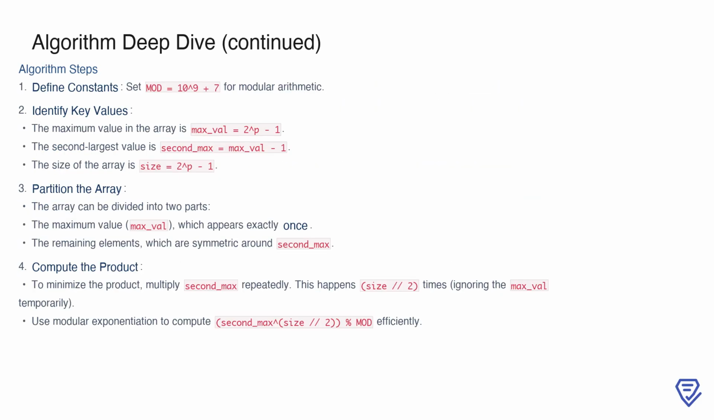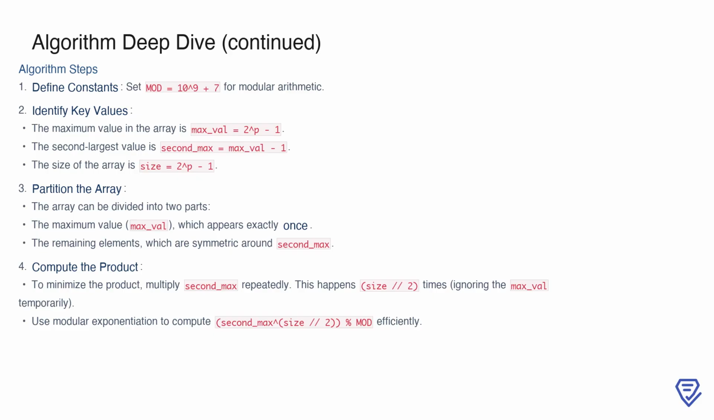To solve the problem, we start by defining constants, such as mod equals 10 to the power of 9 plus 7, which is used to manage large numbers through modular arithmetic. Next, we identify key values. The maximum value in the array, max_val, is 2^p - 1, and the second largest value, second_max, is derived as max_val - 1. The size of the array is 2^p - 1. The array can be conceptually divided into two parts, the maximum value, which appears only once, and the remaining elements, which are symmetric around second_max.